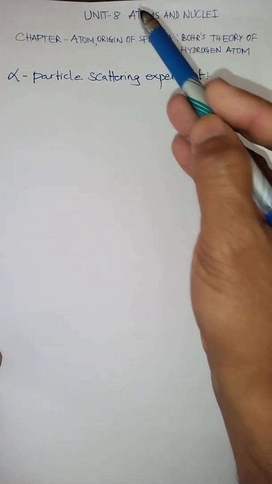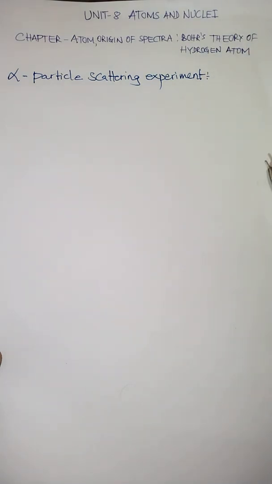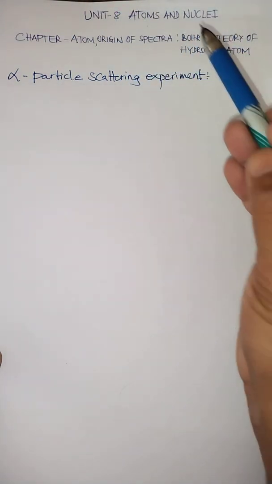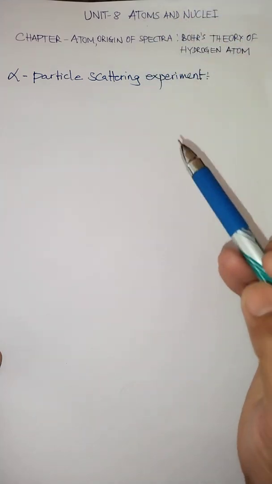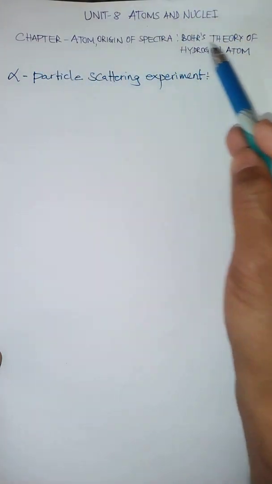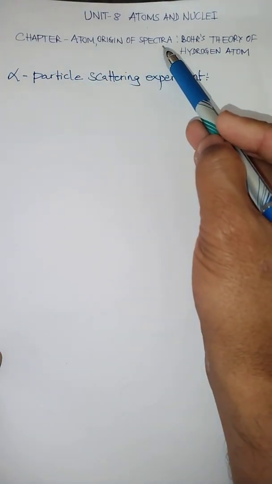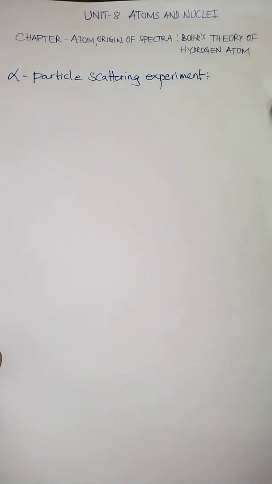In the Class 12 syllabus, that is unit number 8. This is an important unit for the semester 2 examination, and the unit name is Atoms and Nuclei. Under this unit, we have a number of chapters, but we start with the first chapter of this unit, that is atom, origin of spectra, Bohr's theory of hydrogen atom. This is the chapter that we learn in detail.